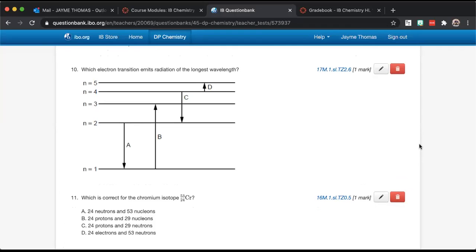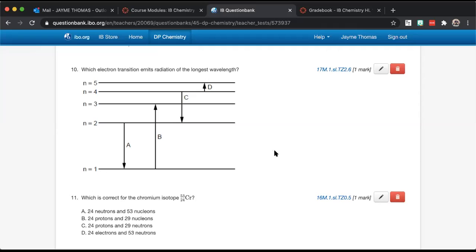So this first one we're going to look at is this one right here. It says number 10, and it says, which electron transition emits radiation of the longest wavelength? So there's a couple things here. We need to look at the direction of the arrows. If the arrows are pointing up or down, which one is showing us emission? What did we just talk about? The ones going down. Right.